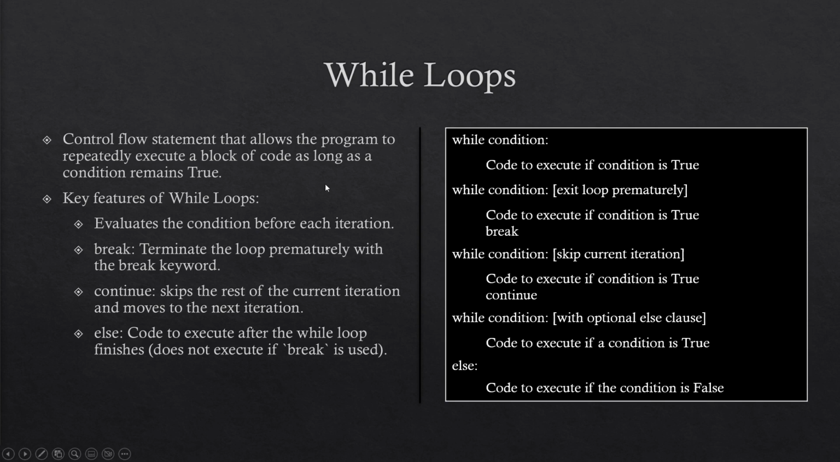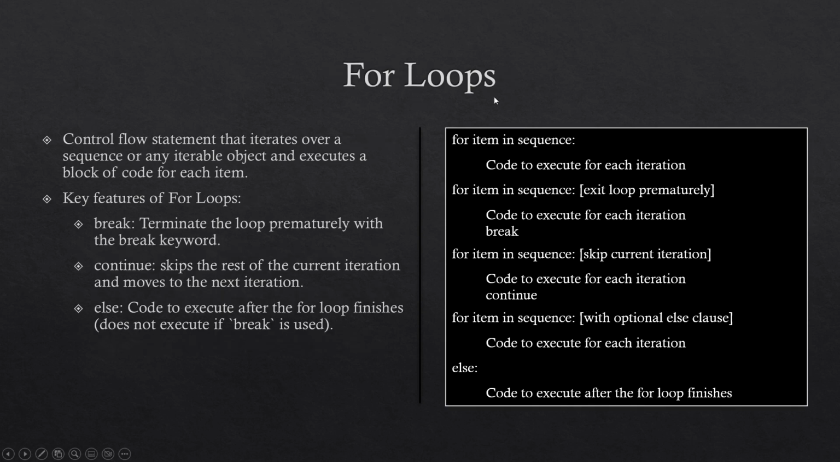Now let's take a look at for loops. For loops are similar to while loops, but they are control flow statements that iterate over a sequence or iterable object and execute a block of code for each item in that sequence or iterable object. Key features of for loops are that they also support the break keyword to terminate the loop prematurely, and they support the continue keyword to skip the rest of the current iteration and move on to the next. They also use an else clause that is code to execute after the for loop finishes, but like the while loop, it does not execute if the break keyword is used.